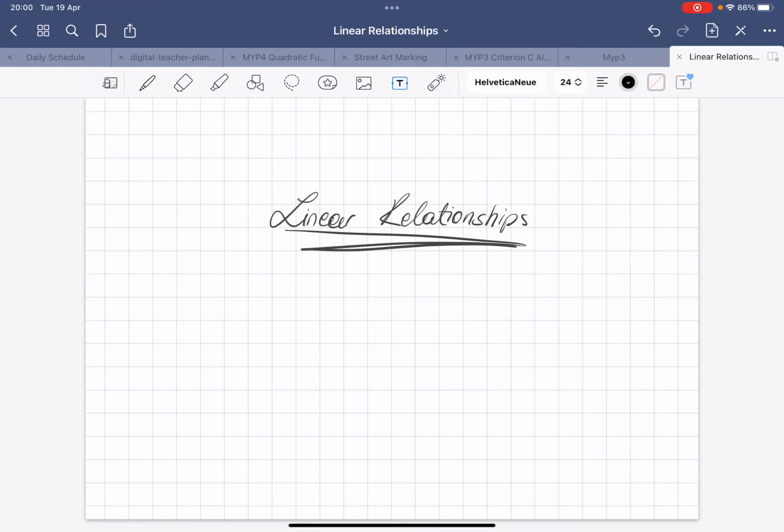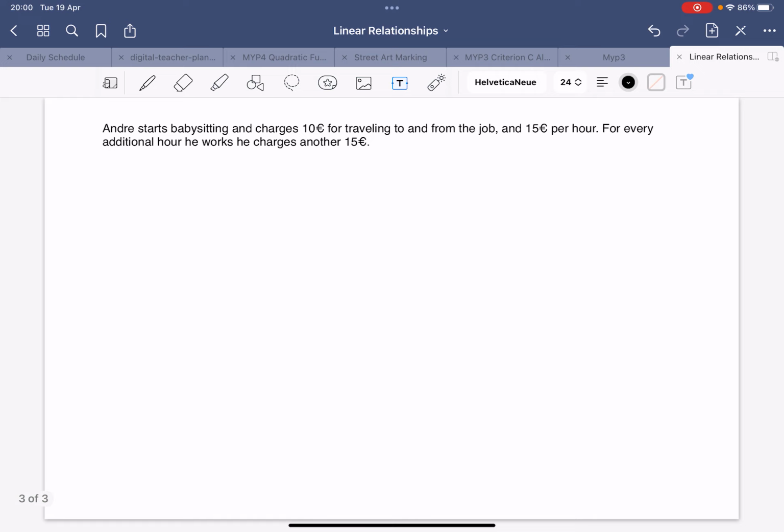Hi, today we're going to talk about linear relationships, and we're going to start by looking at an example. So Andre starts babysitting and charges €10 for traveling to and from the job, and €15 per hour. For every additional hour he works, he charges another €15. The first thing we would like to do here is make a graph.